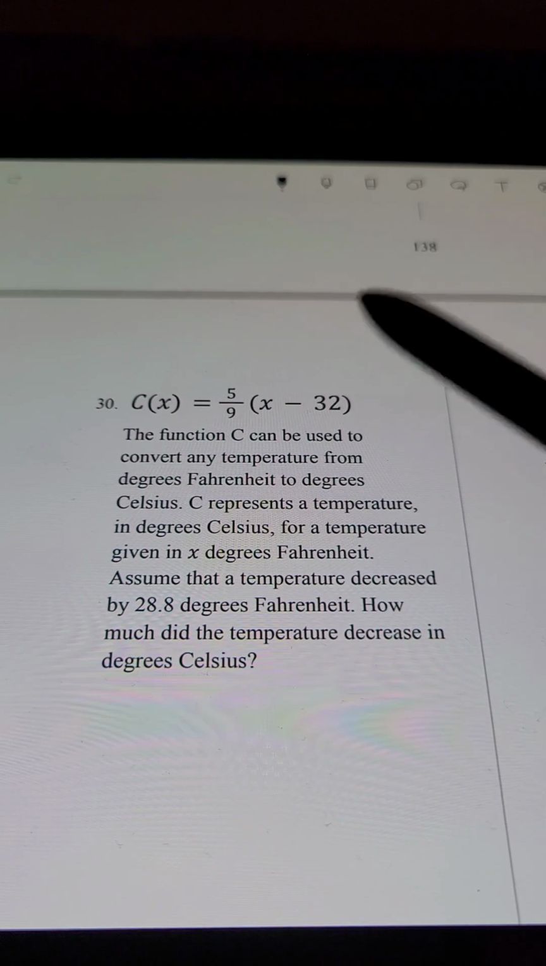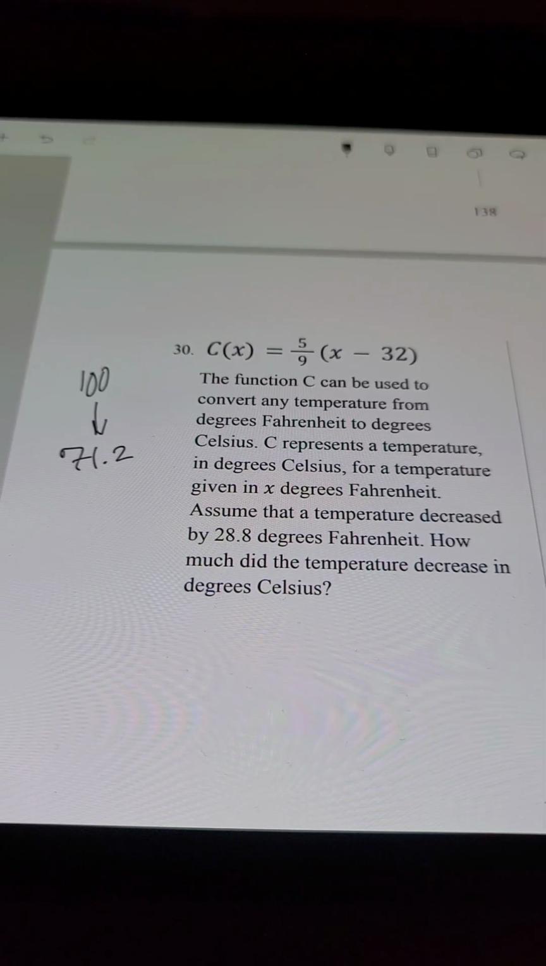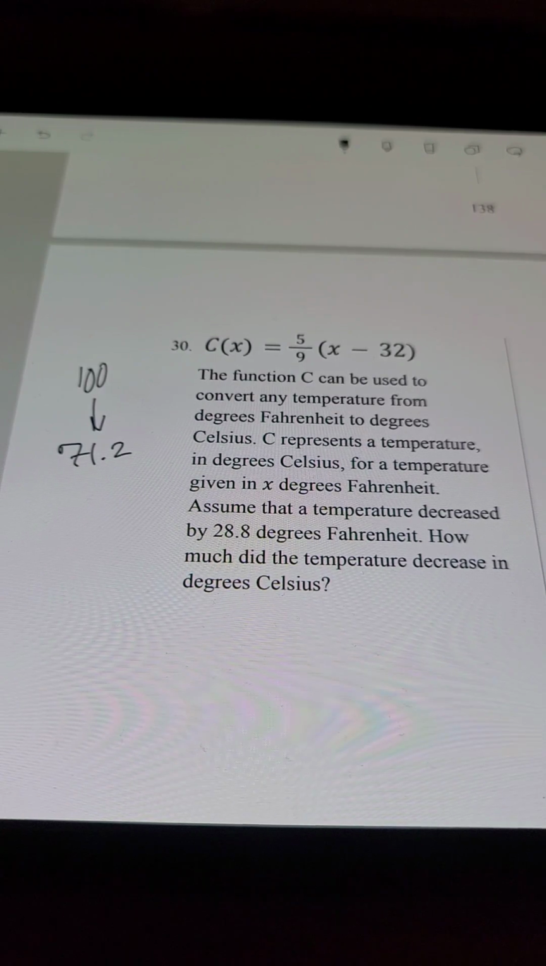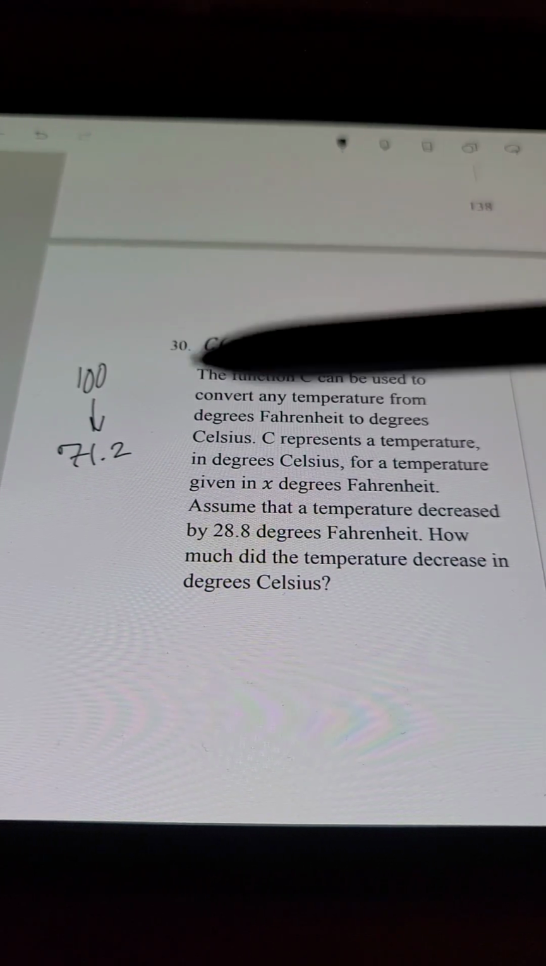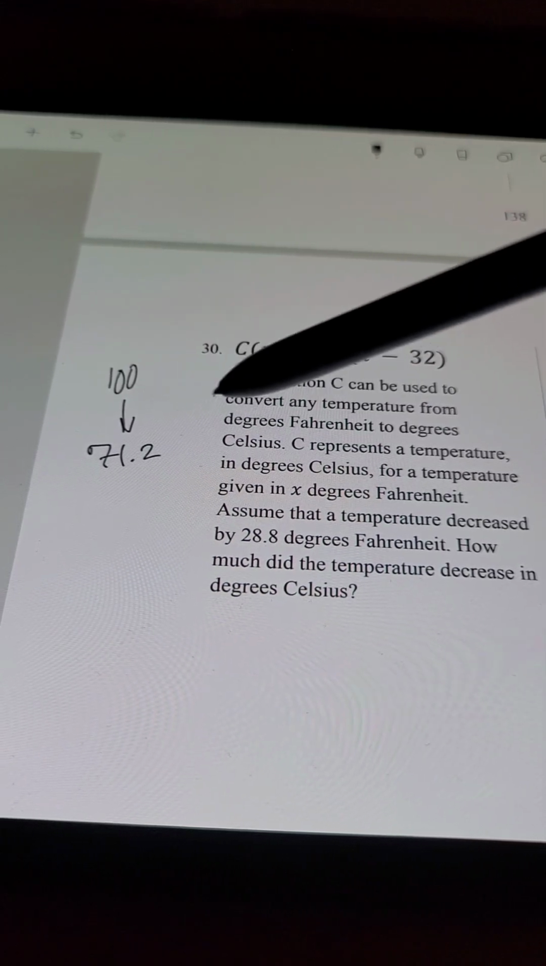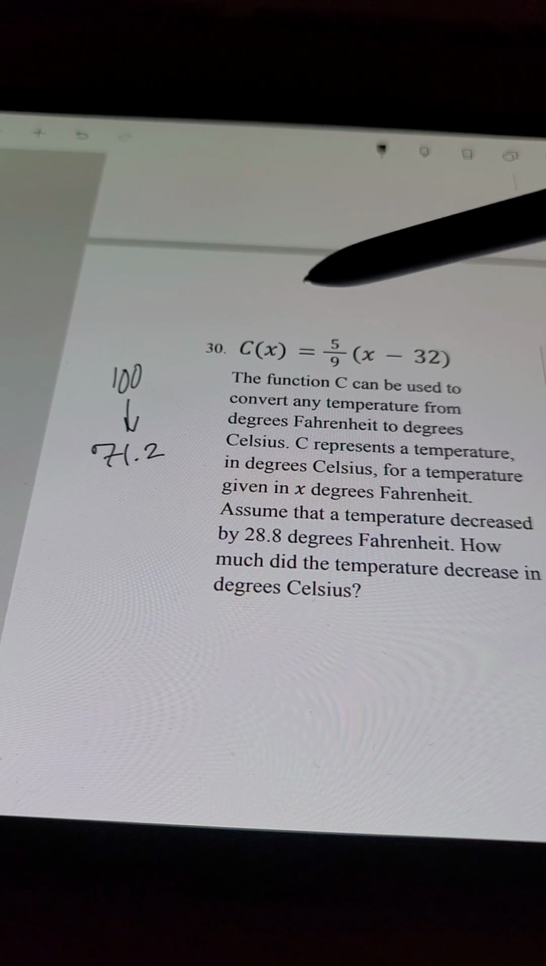Okay, so pause to read number 30 if you haven't already. So what I would do here is just pick numbers. There's no rhyme or reason to why I picked it, I just picked the first number I thought of that was easy, 100, and then subtracted 28.8 to show that I'm going from 100 degrees Fahrenheit to 71.2 degrees Fahrenheit when it's decreasing by 28.8.